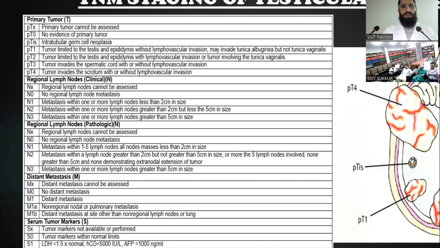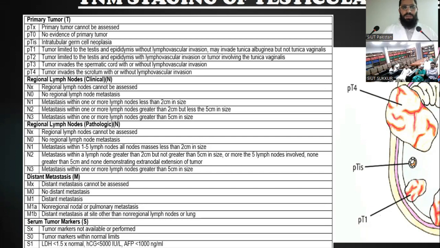PT1 is tumor limited to testes and epididymis without lymphovascular invasion. It may invade tunica albuginea but not tunica vaginalis. PT2 is tumor limited to testes and epididymis with lymphovascular invasion, or tumor involving the tunica vaginalis. PT3 is tumor invades the spermatic cord with or without lymphovascular invasion. PT4 is tumor invades the scrotum with or without lymphovascular invasion.